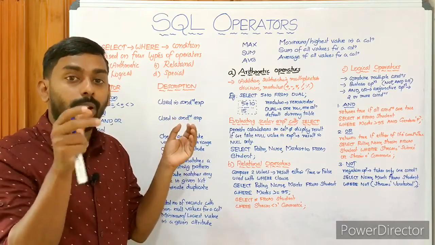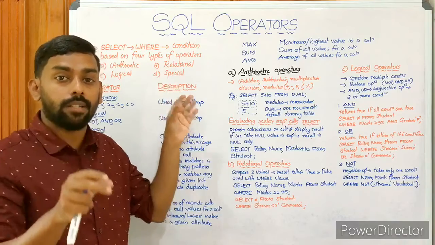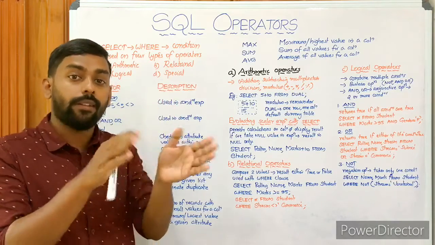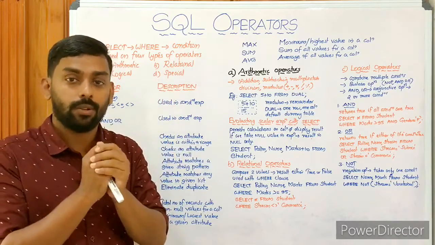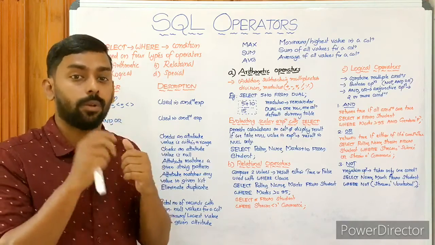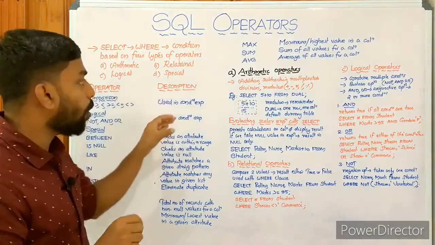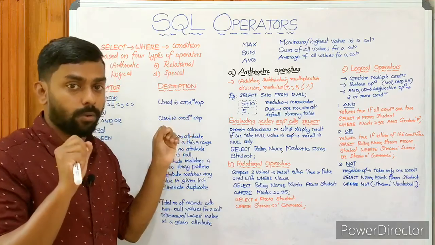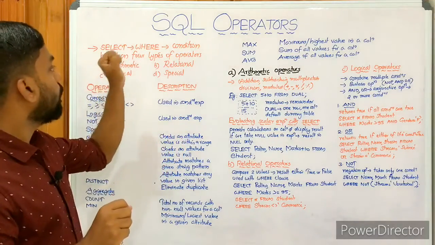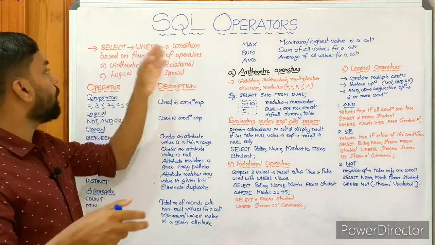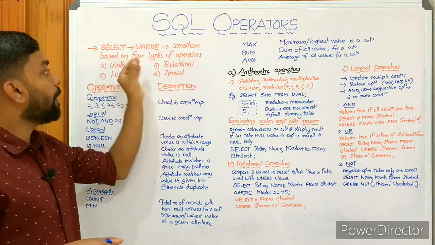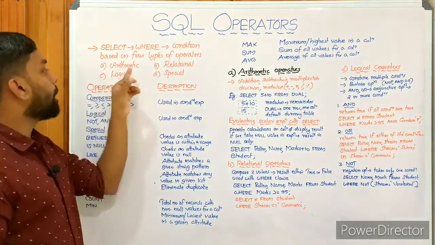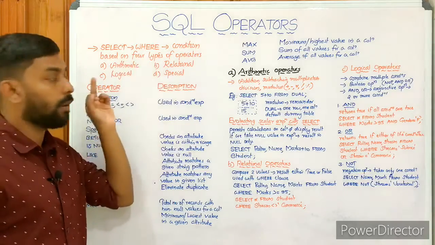So why is the where clause special here? Because all the conditions, all these operators are given just after the where clause. The where clause is used to give a condition, you know that, right? So all these operators are applied after the where clause, based on four types of operators: arithmetic, relational, logical and special.